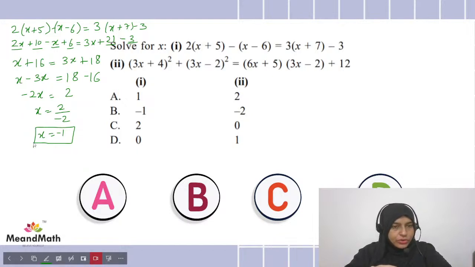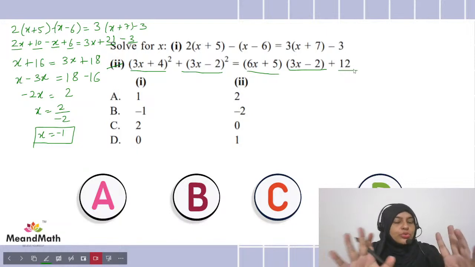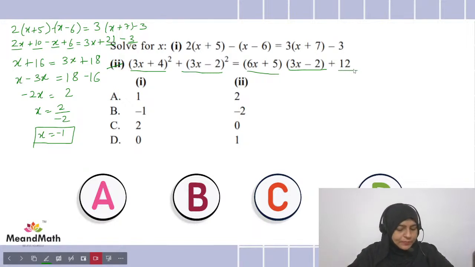Try to solve, all of you. Now taking the next question, try to solve it. The next is 3x plus 4 to the whole square, 3x minus 2 to the whole square, 6x plus 5, 3x minus 2 and 12. You need to solve this equation and find the value of x. Try to solve it, all of you.